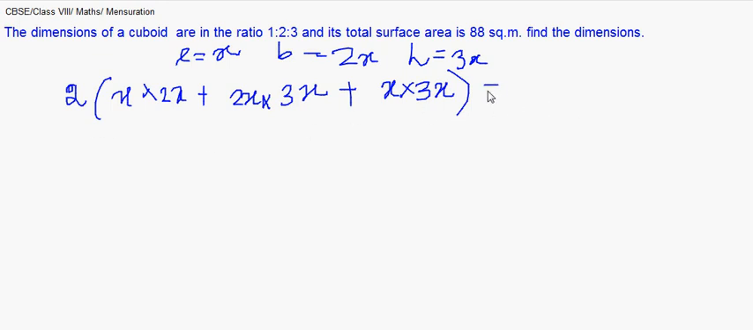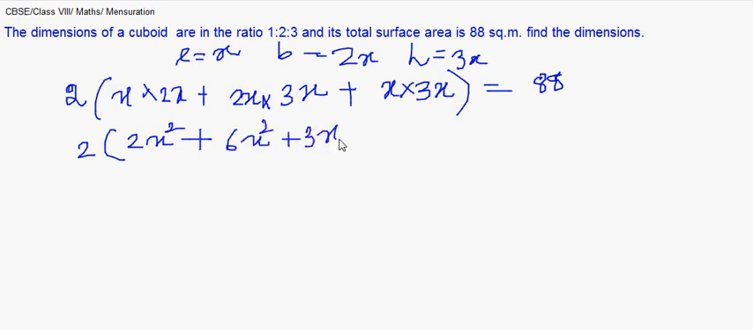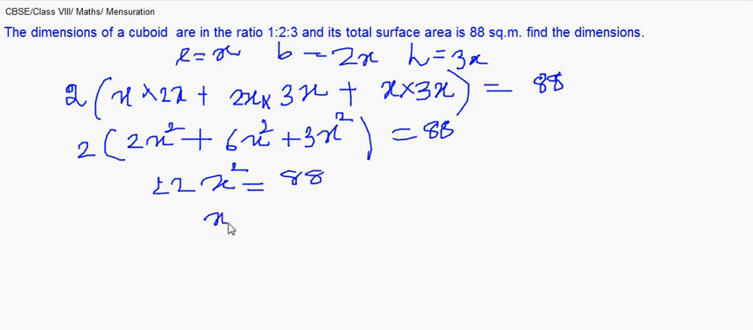This is equal to 88 square meter. Let's first find the x value from this equation we have arrived at. This is 2x squared, so this will be 6x squared, and this I think is another 3x squared. So the one inside the bracket becomes 11x squared, so 11 into 2 gives us 22x squared. 22x squared is equal to 88. So x squared is equal to 88 by 22, that's 4.